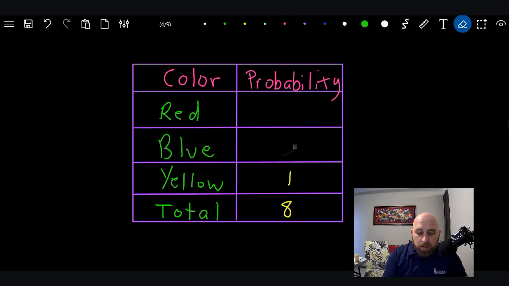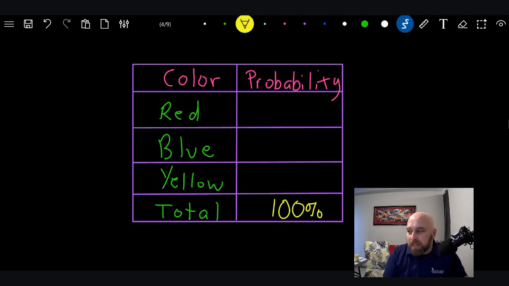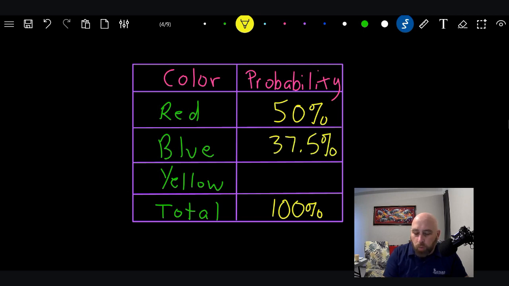And so what we're going to do now, instead of putting these numbers here, is put how many. Well, the total is always 100%, right? And you could put this in decimals if you wanted to. You can put this in percents if you want to. So the red ones, there was 4 of 8, so that is 50%. The blue ones, it would be 37.5%. And the yellow ones was 1 in 8, so that is 0.125 or 12.5%. Okay, and that's all on page 513 at the top.